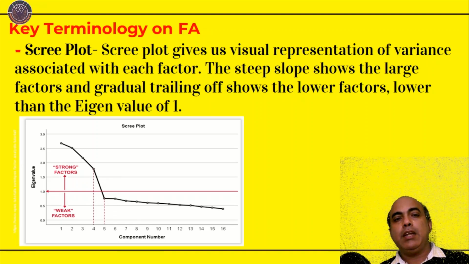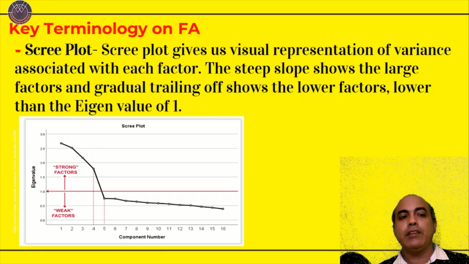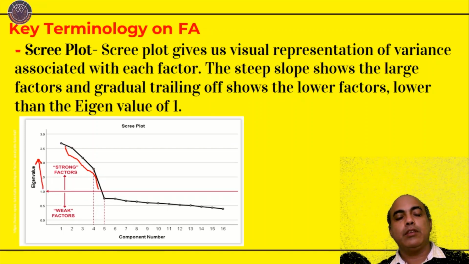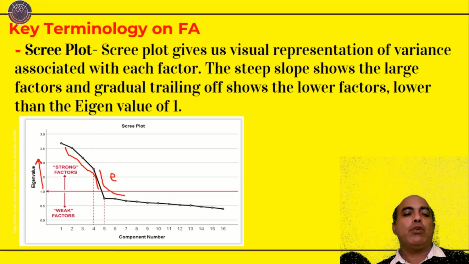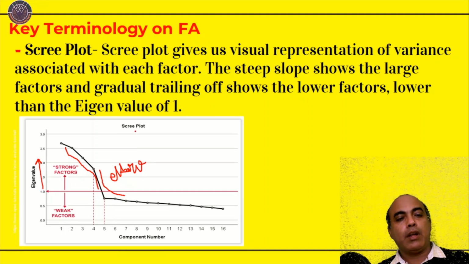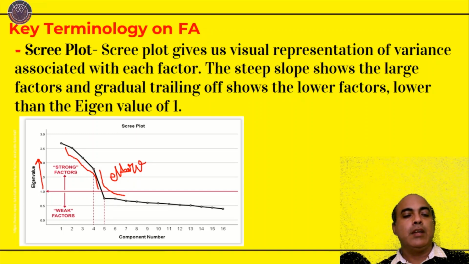In one axis you can see the eigenvalues, in the other axis you can see the component or factors. So it basically gives us a visual representation of variance associated with each factor. The steep slope shows the large factors and the gradual trailing off shows the lower factors, lower than the eigenvalue of 1. You can see in this graph, these components have eigenvalue more than 1, and this is quite a steep slope. And here you can see an elbow. By studying this scree plot, you can see how many factors we can extract from a set of variables. Here, the values which are more than 1 are 1, 2, 3, 4. So 4 factors we can extract from here.